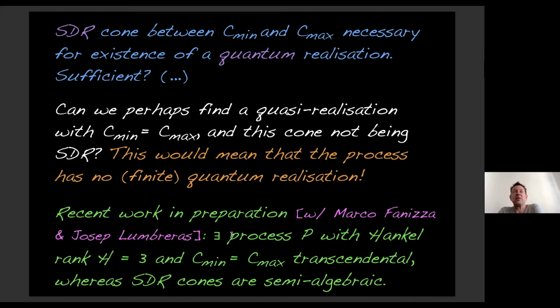What it means is that if you intersect it with a suitable subspace, the boundary is a transcendental curve. Actually, we will see it's an exponential curve. So it cannot be described by polynomials. And that proves it, because for SDR cones, the cone condition is a positive semi-definiteness, and that's an algebraic or semi-algebraic condition about solutions of algebraic equations. So they cannot describe transcendental curves.